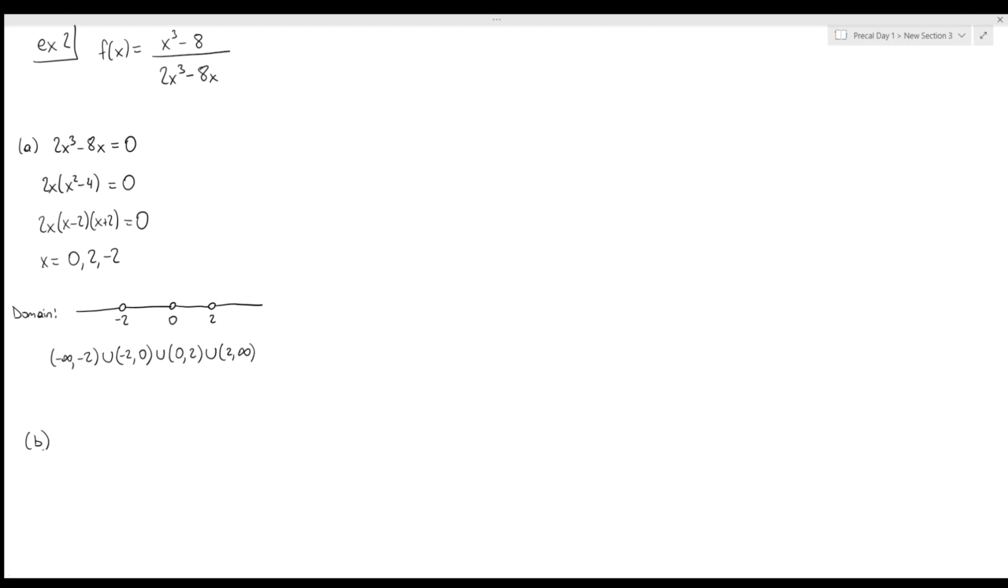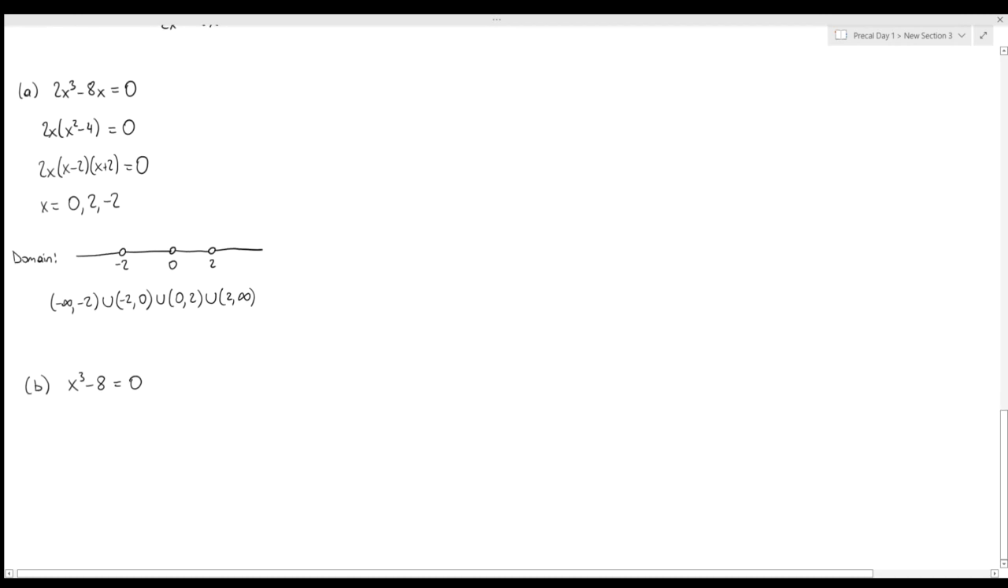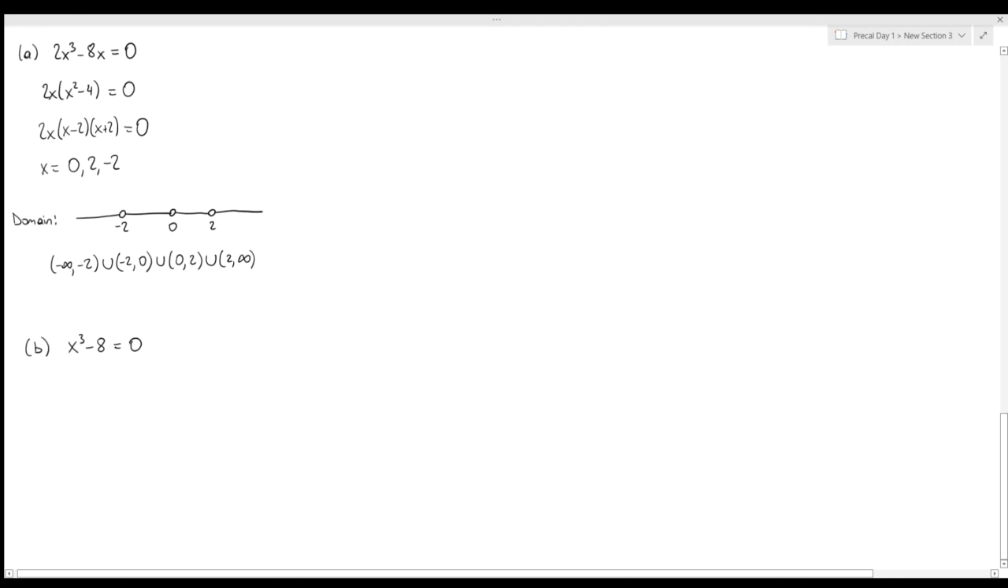Part B was finding where the function would be equal to 0. So to do that, we really just need to check where the numerator is 0, as we saw in the last example. Okay. And this one's maybe a little bit complicated. It's cubic.